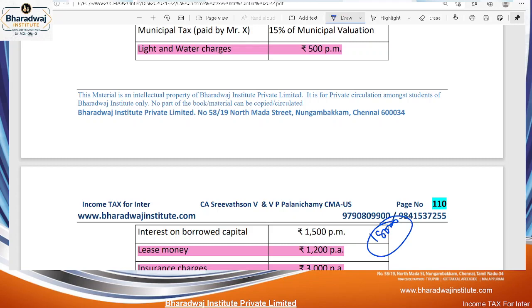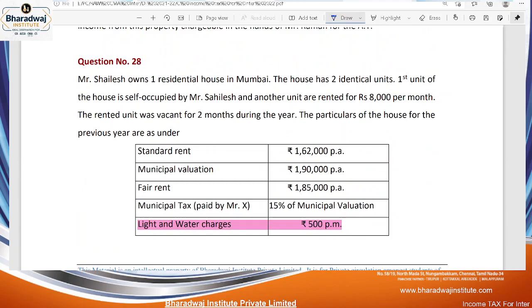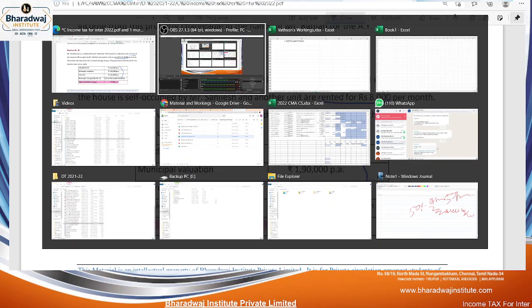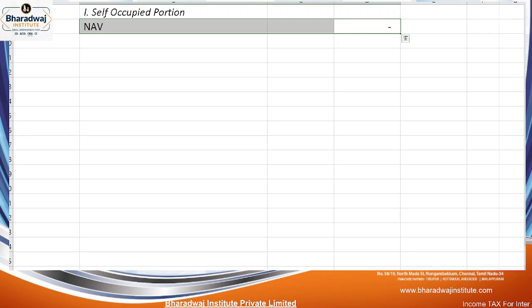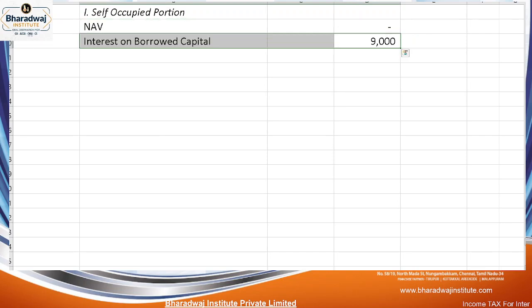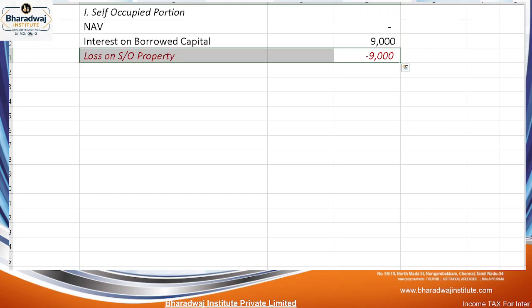So in this, half of the thing is for the let out portion. One unit is self-occupied, the other unit is rented. A vacancy allowance you have to claim. This is given for the whole house, so you have to take the self-occupied and let out portions separately. So self-occupied portion NAV is equal to 0. Interest on loan 1,500 into 12 will give us 18,000. Half for self-occupied. So the balance will give us, of course, a loss on the self-occupied property.